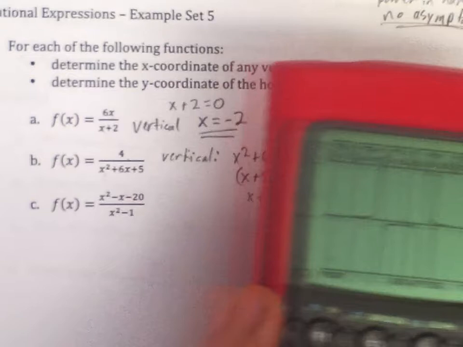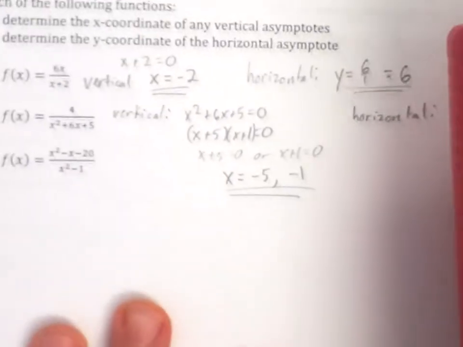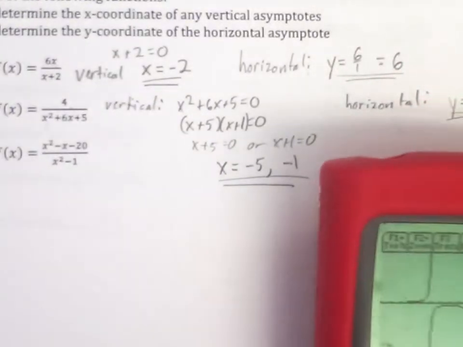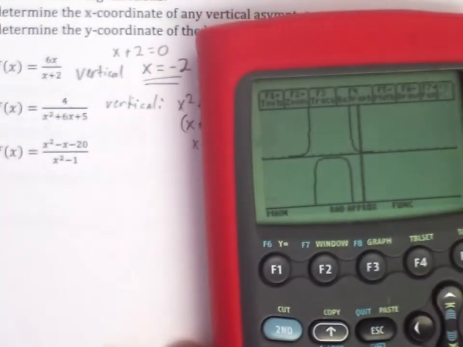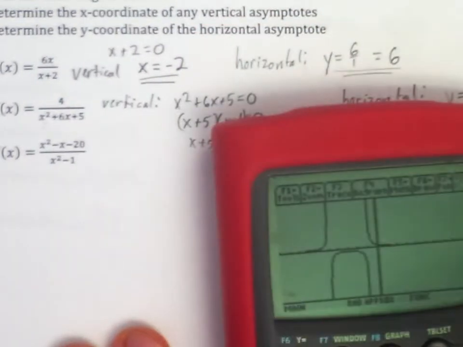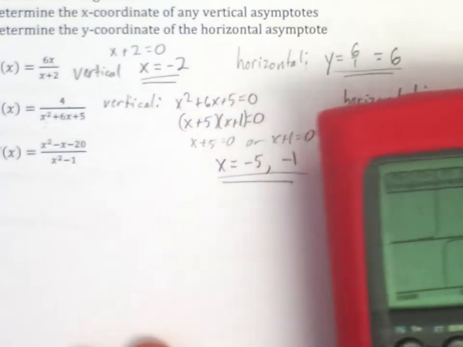So we just solved this one. Now we check it graphically. We thought that the asymptote should happen at -5 and -1. If we look at our graph, -5 and -1, and our horizontal asymptote as it goes to plus or minus infinity is 0. So that seems to be correct.